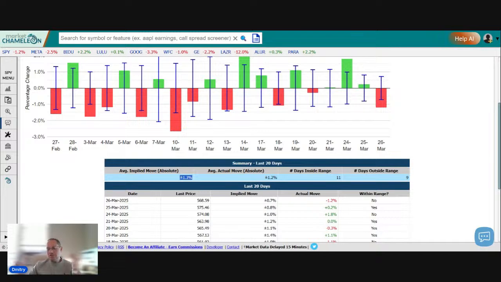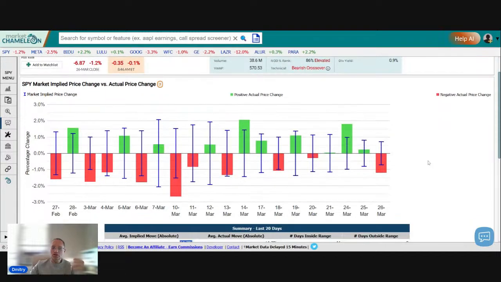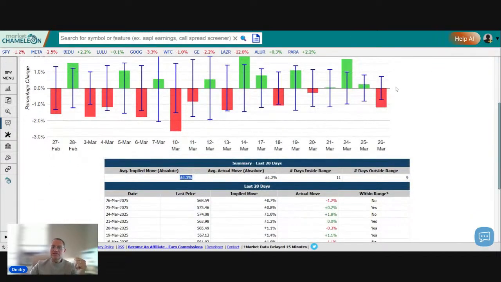So out of the last 20 trading days, a month, how many days did it overestimate versus underestimate? This is days inside the range. Inside the range would be something like this, where the move didn't exceed the expected range. It was within. Those were 11 out of the 20 days. On the other 9 days, the stock moved outside that implied range.